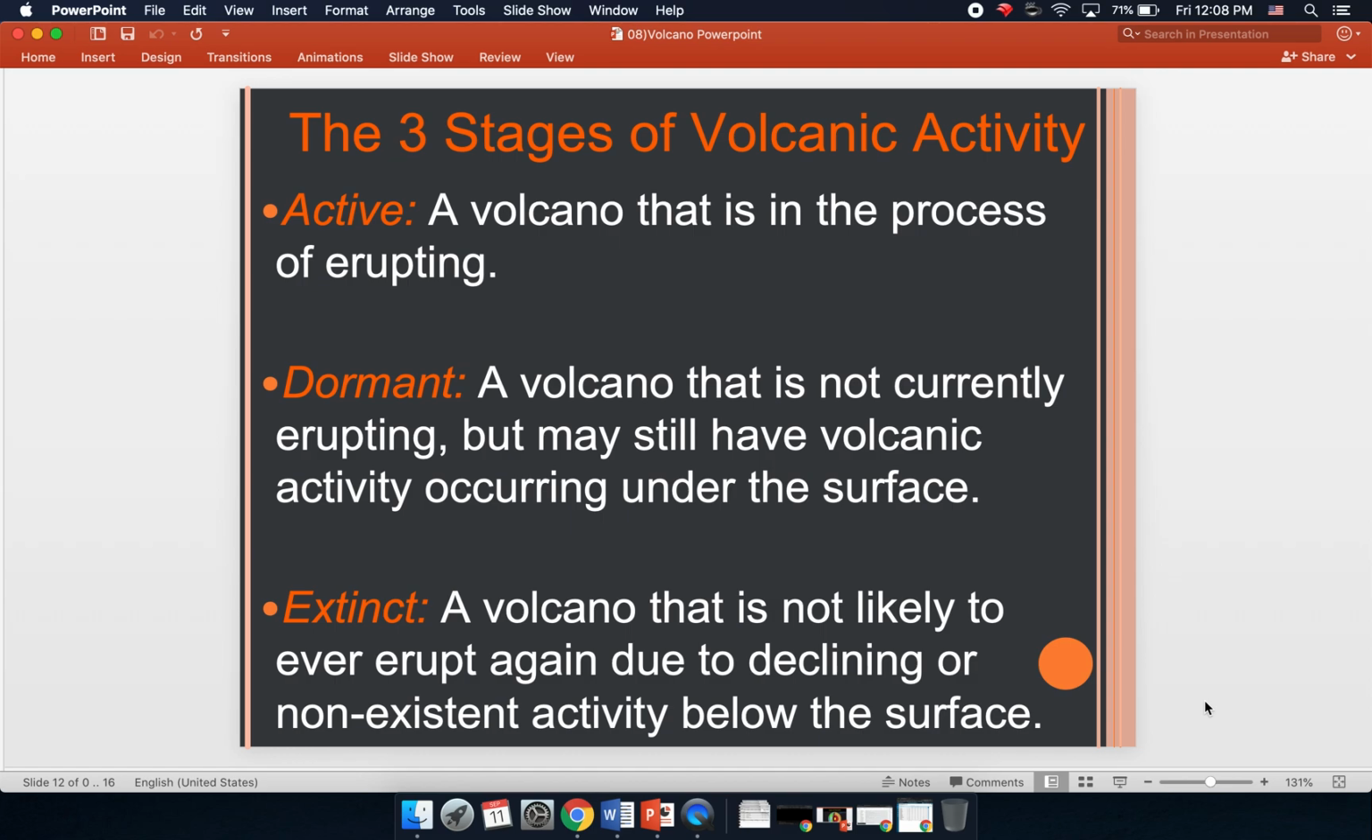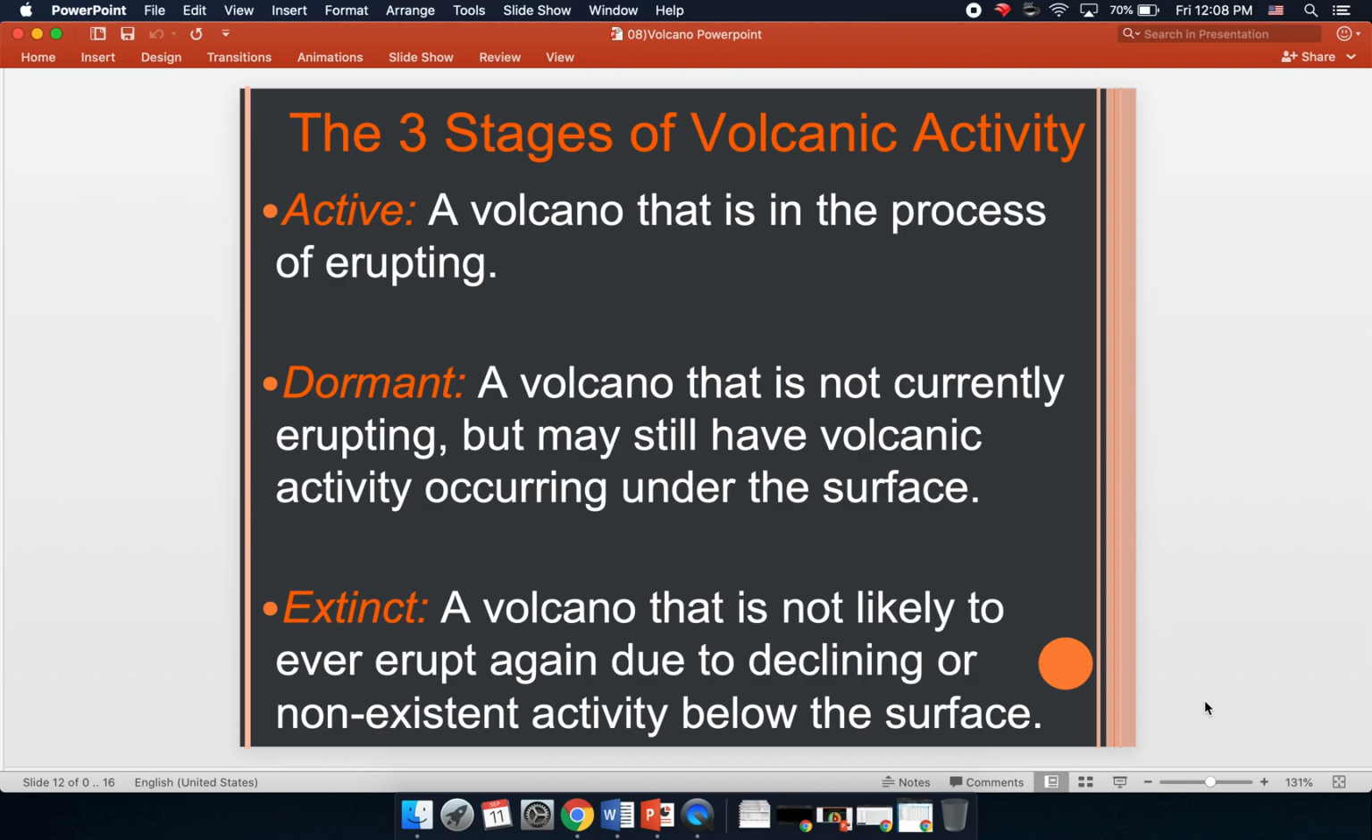All right, and then we have extinct volcanoes. Now, a lot of times when we think about the word extinct, we think of something that doesn't exist anymore. You can't see it. It's not here anymore. But in the case of an extinct volcano, you could still have that mountain there, okay?